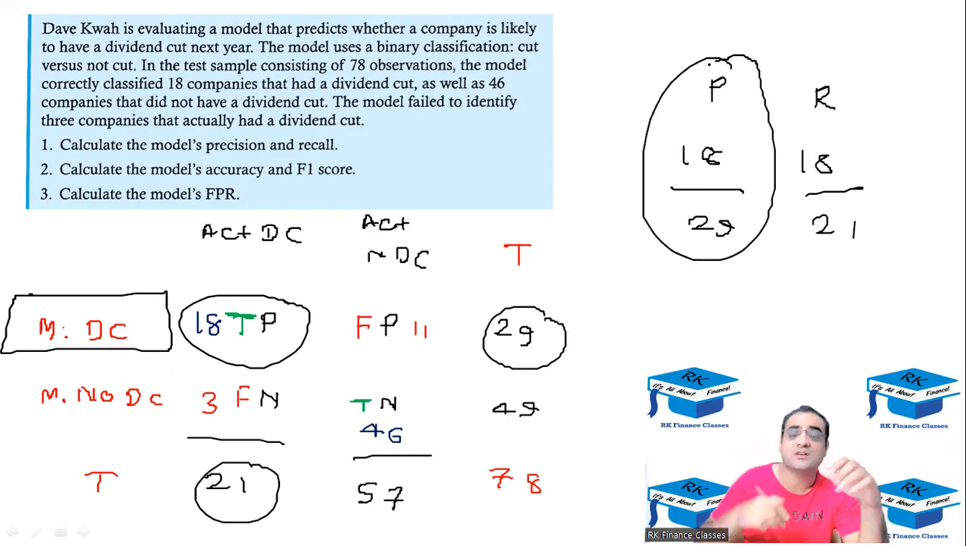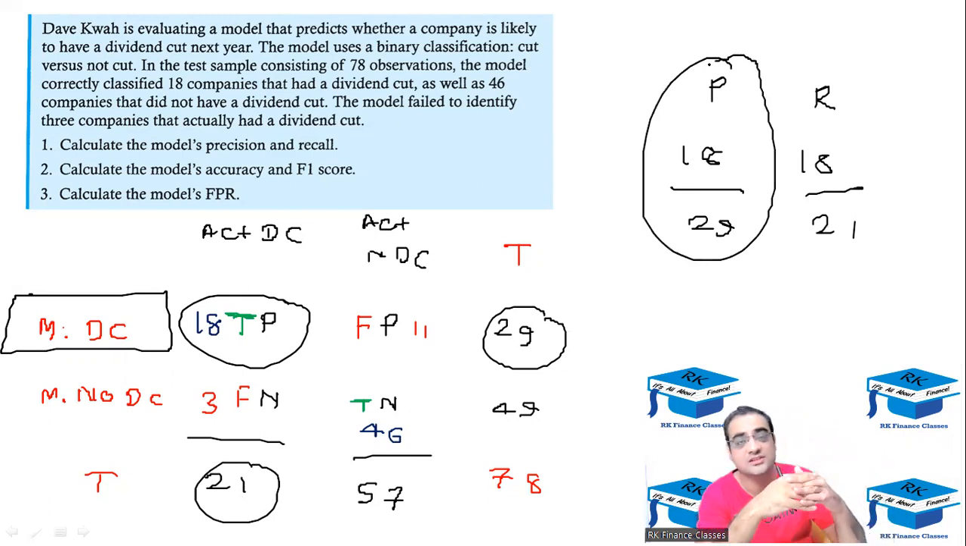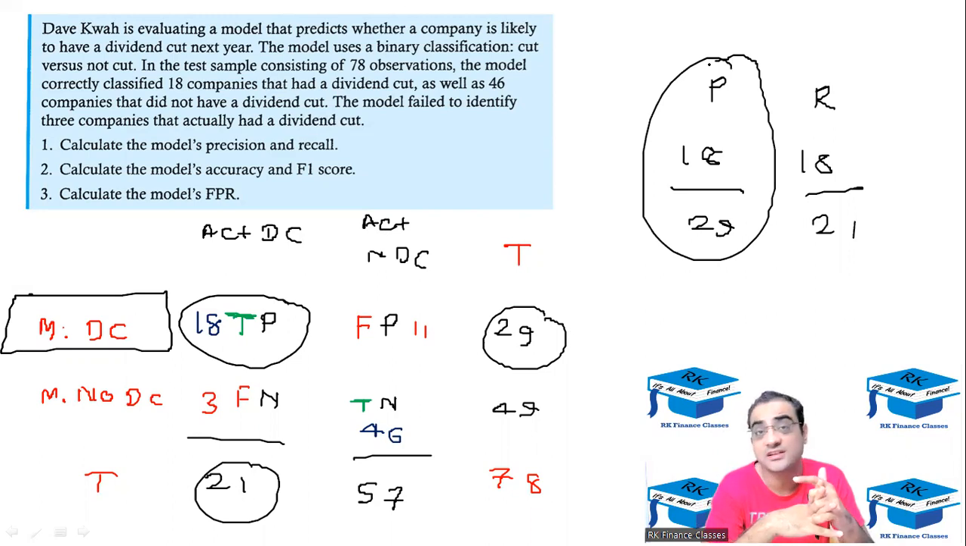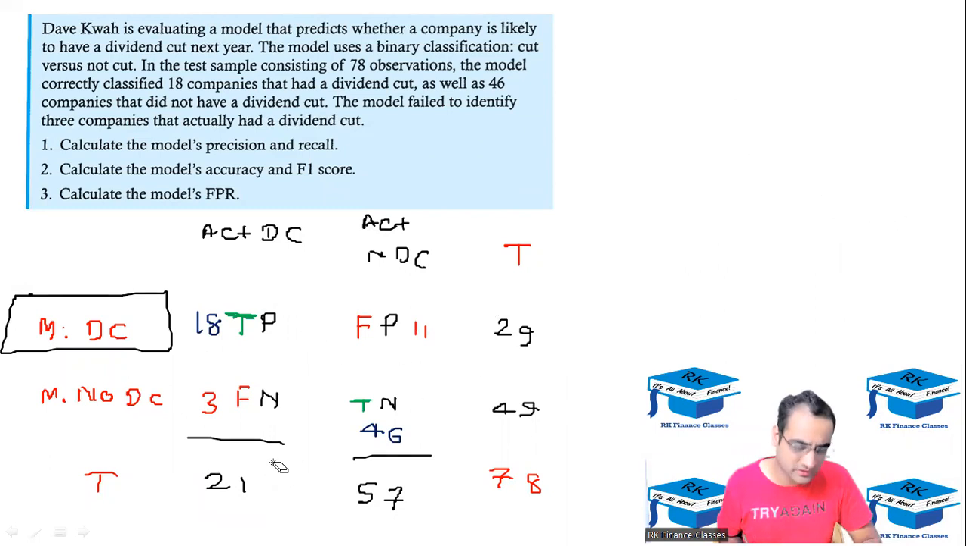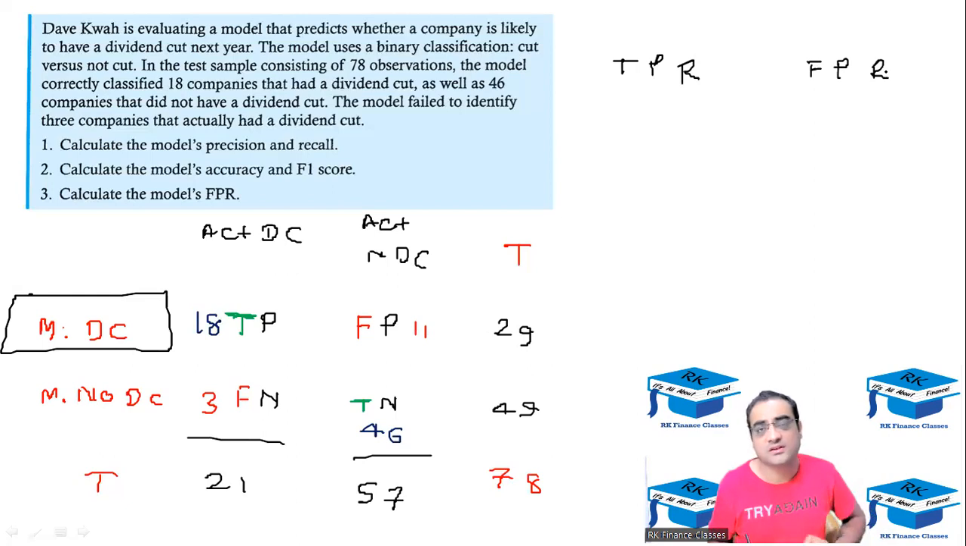And I said type 1 error is the opposite of precision. If precision is 62%, type 1 error would be 38%. If precision is 92%, type 1 error gets reduced to 8%. And then the F1 score, 2 into P into R divided by P plus R. There is one more important part called TPR, true positive rate or true positive ratio, and FPR, false positive rate.